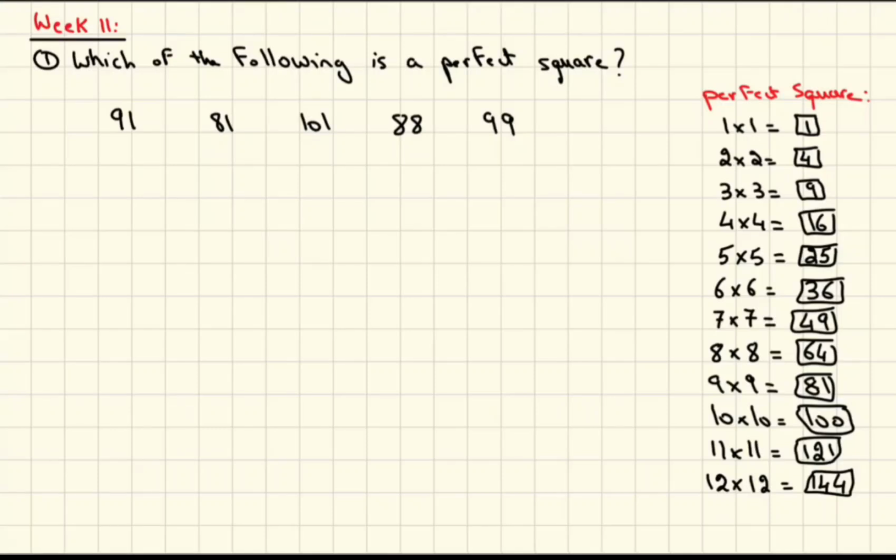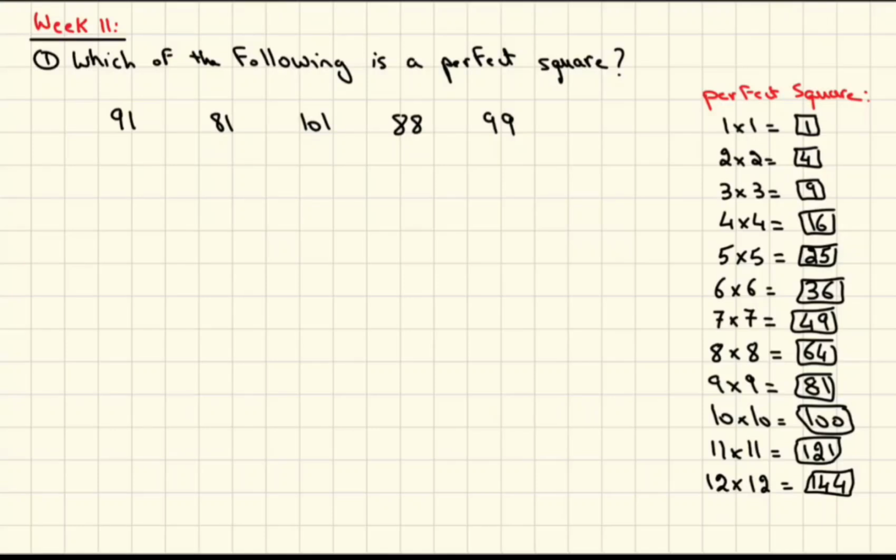2 times 2, which is 4, so 4 is a perfect square, and so on till we reach 10 times 10, which is 100, but it's better to know 11 times 11, which is 121, and 12 times 12, which is 144. So these are the perfect squares, and let's check how we solve this question.